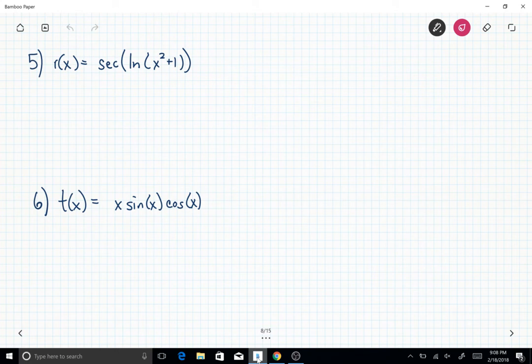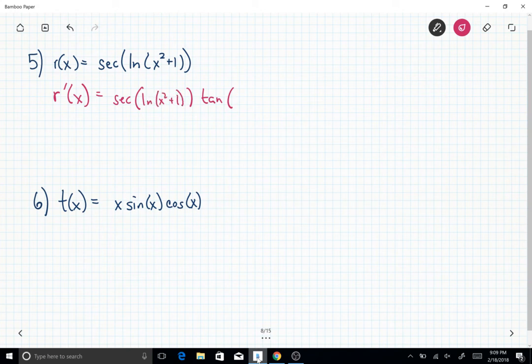So r of x equals secant of natural log of x squared plus 1. So this is a chain rule one. And when you take a look, you get r prime of x equals. So the derivative of secant is secant, usually secant of x, tangent of x, but now instead of secant of x and tangent of x, you have secant of natural log of x squared plus 1, and then tangent of natural log of x squared plus 1. But this is a chain rule because we don't have x in there anymore. We have something a little more complicated. So we need to take the derivative with respect to x of natural log of x squared plus 1.